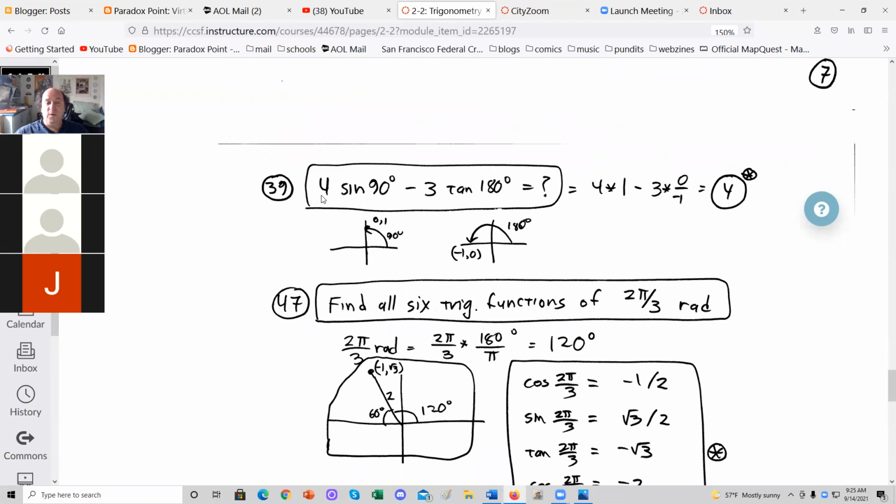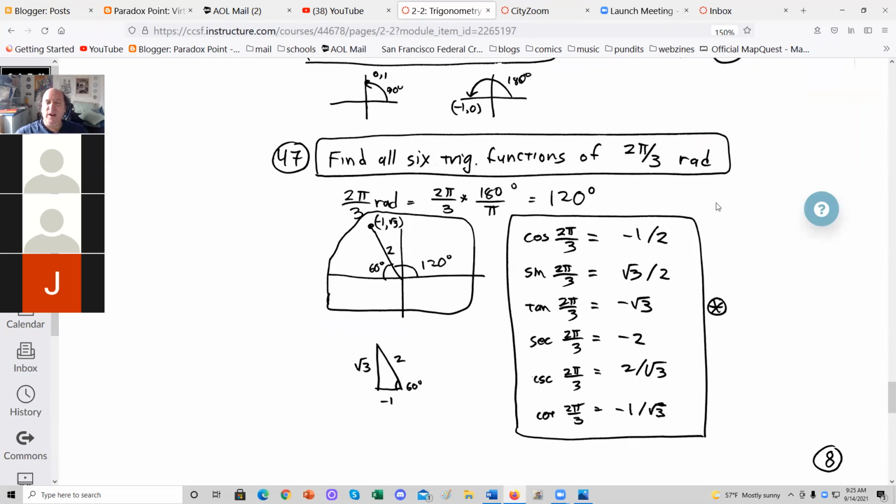Here they ask for 4 sine 90 degrees minus 3 tan 180 degrees. Okay, for sine 90 degrees, we turn a quarter to 0 by 1. So sine is the y coordinate, 1. 4 times 1 minus 3 times tangent 180. We go 180 degrees to -1 by 0. Tangent is y over x, 0 over -1. This is a 0. This cancels out. Leaving 4 times 1, which is a 4, and that's that.